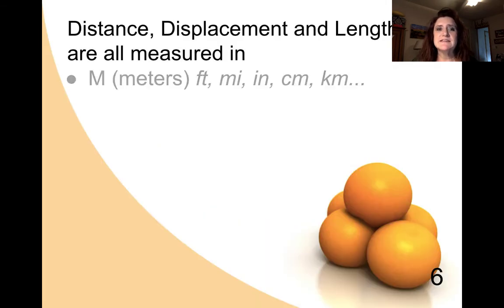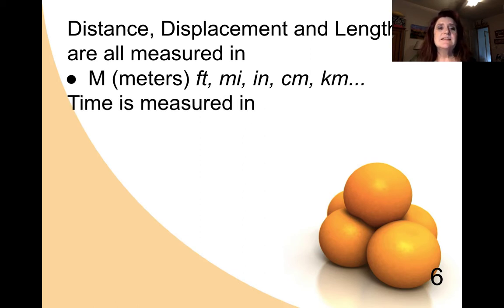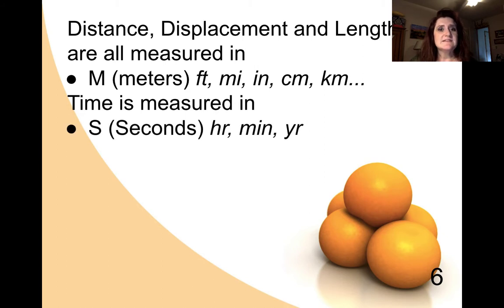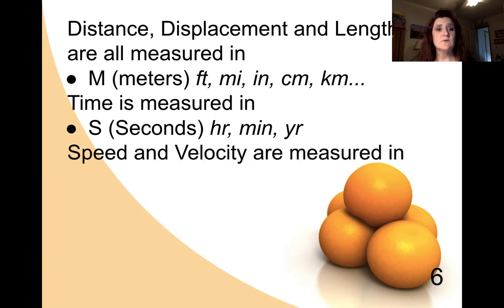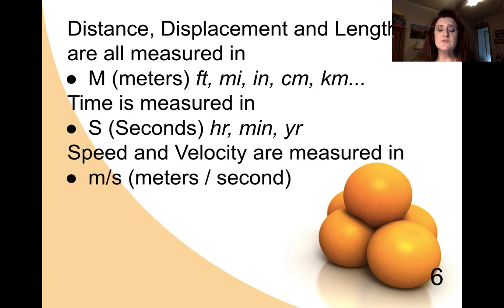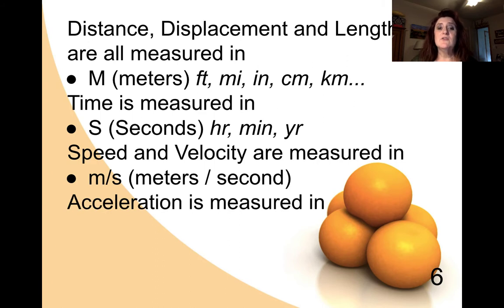So looking at the units, remember that distance, displacement, and length are all standard measured in meters, but you'll also encounter them in feet, miles, inches, centimeters, kilometers, and so forth. Time is generally measured in seconds, but could be in hours, minutes, years, days, and so forth. Speed and velocity are usually in meters per second, but could also be in miles per hour and feet per minute and so on. Remember that speed and velocity are a distance measurement over a time measurement.